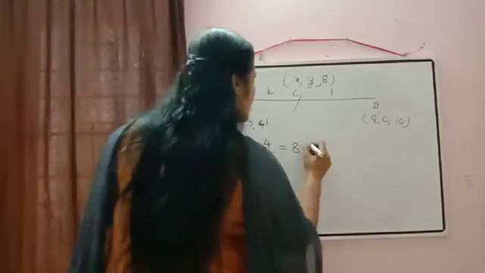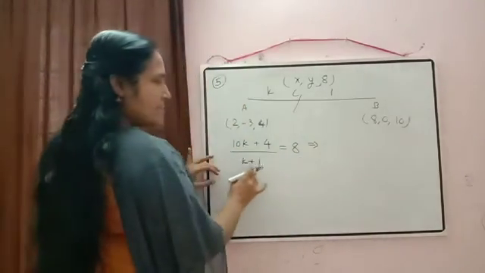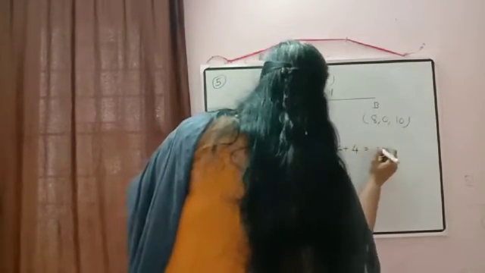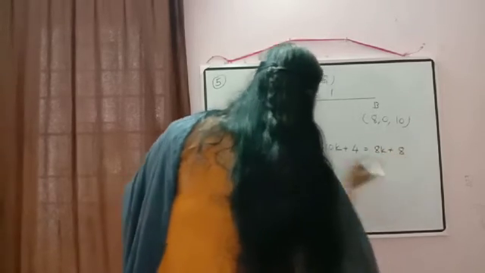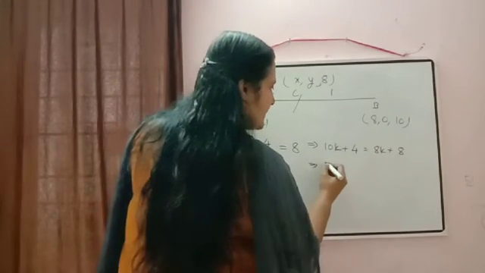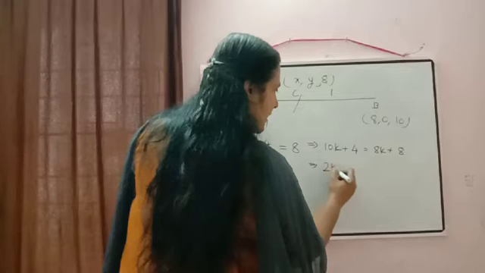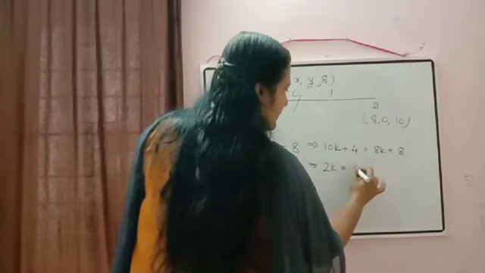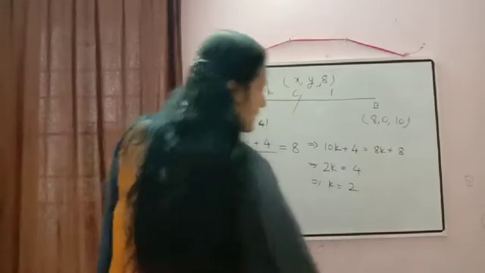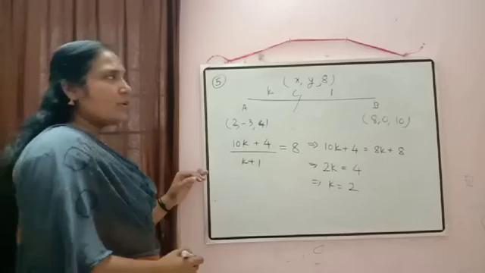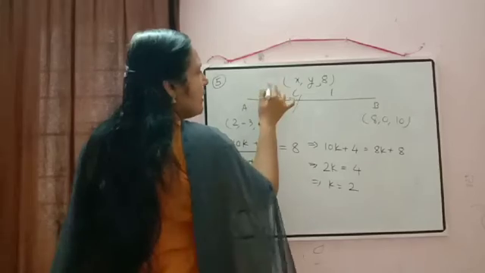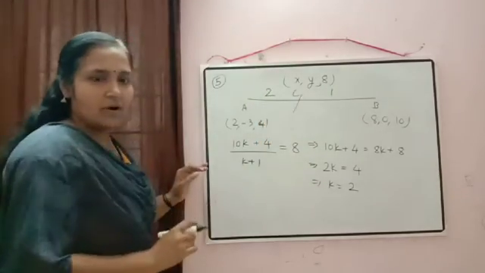Now we will shift k plus 1 to right hand side. 8 will be multiplied by both the terms. Then we will get here 10k plus 4 is equal to 8k plus 8. Now 8k we can shift here. So 10k minus 8k is 2k, and 8 minus 4 will be equal to 4. Shift 2 to right hand side, then k is equal to 2. So what will be the ratio? 2 is to 1. We got the ratio as 2 is to 1.